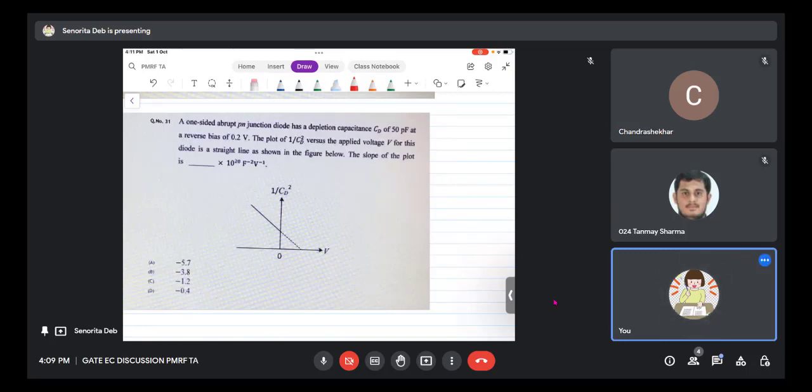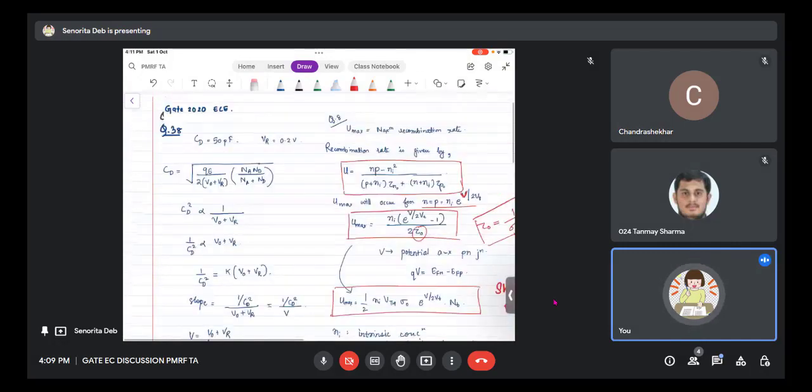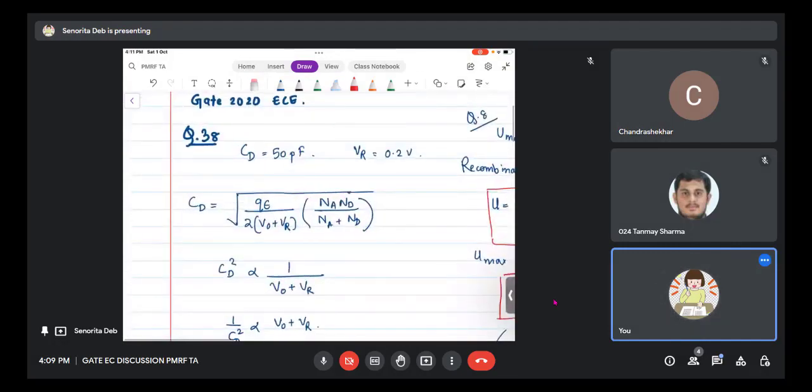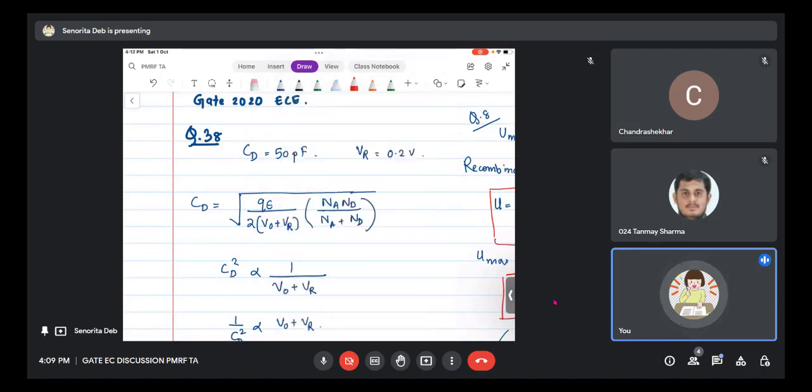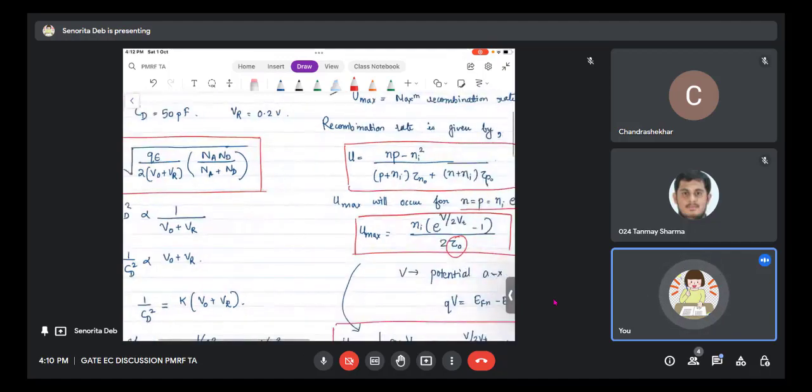Okay. So now the CD formula, we had studied that. This was the formula I was talking about in the last class as well, that CD is given by this formula, under root q epsilon by 2 times V naught plus VR, where VR is the reverse bias voltage, V naught is your built-in potential, NA by NA plus ND, right? Now in your question, just remember this formula, okay?